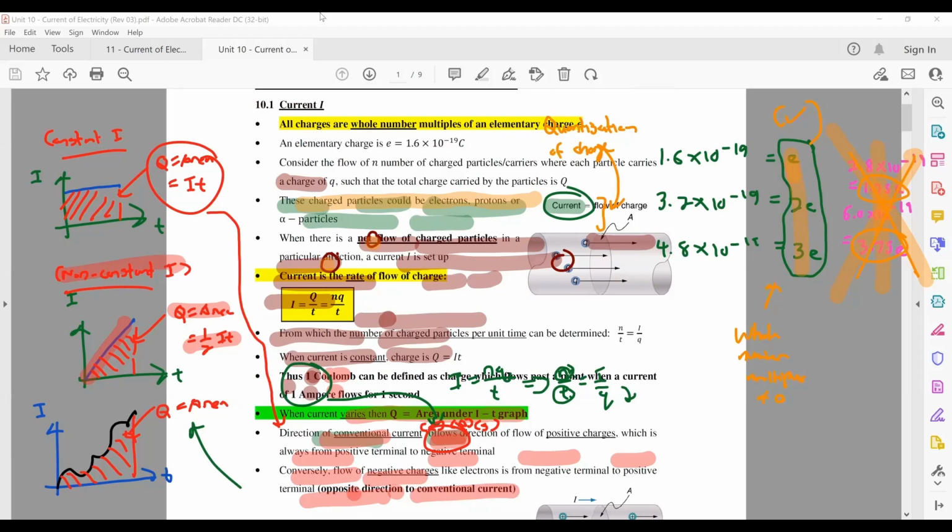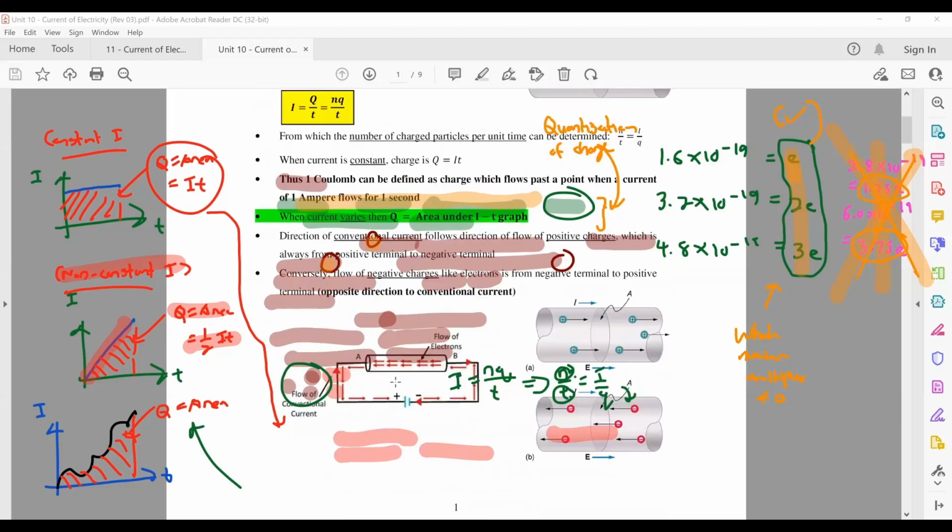Now we go to direction of current flow. So I'll clear everything here. Right, now when we say current flow in the chapter, the current flow that we're always talking about is conventional current. All right, conventional current always follows the direction of flow of positive charges. It's always from positive terminal to negative terminal. All right, it will be useful to know that current always flows from higher potential to lower potential. All right, I think I wrote it here somewhere.